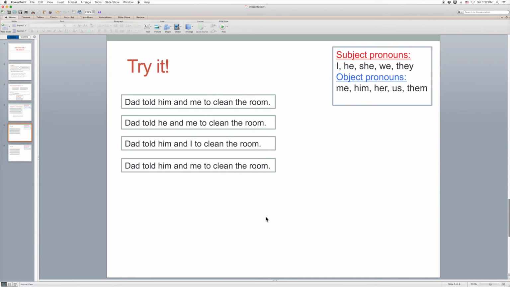Okay, did you think you figured it out? Let's see. What is the action? Told. Who is doing the action? Dad. And so the action is being done to you. So in this case, Dad told him and me to clean the room is the correct choice.